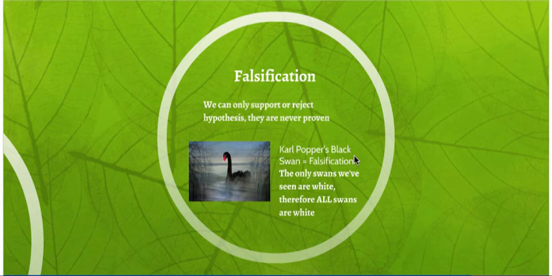So if we say that all the swans we've ever seen are white, right? This is inductive reasoning. Therefore, all swans are white. But we can falsify this hypothesis by finding just a single black swan. That's all we need. And that's essentially the gist of the scientific method.